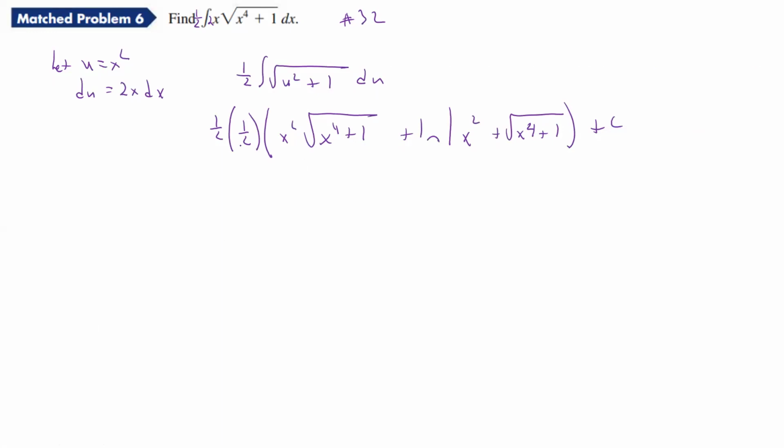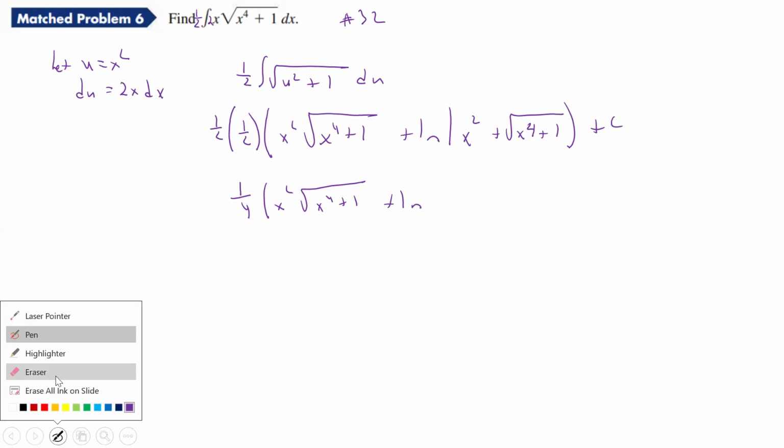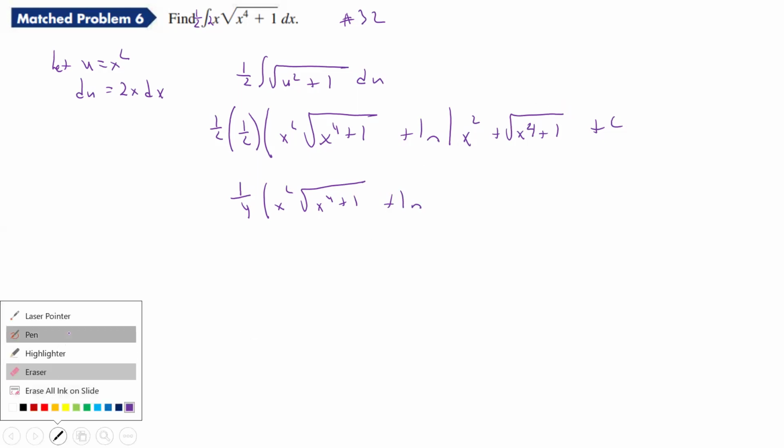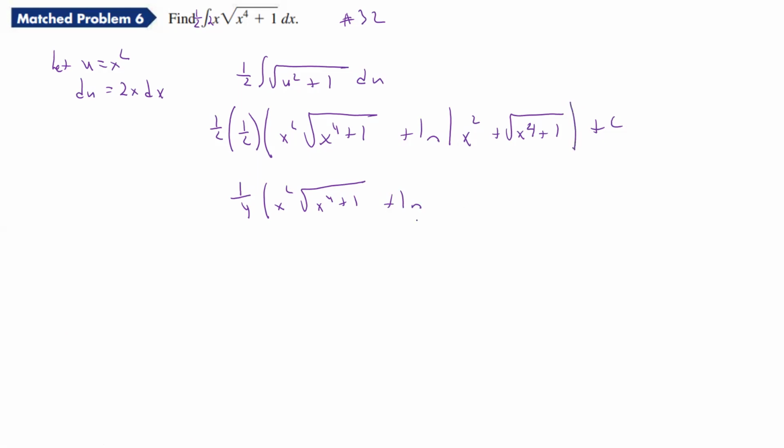Now, can we simplify? Well, the only thing we can simplify is multiplying out in front. So then we get x squared times the square root of x to the fourth plus 1 plus ln, and that's an absolute value again. I noticed that just now. I get the first one, but never the second one. Absolute value of x squared plus the square root of x to the fourth plus 1, plus c.